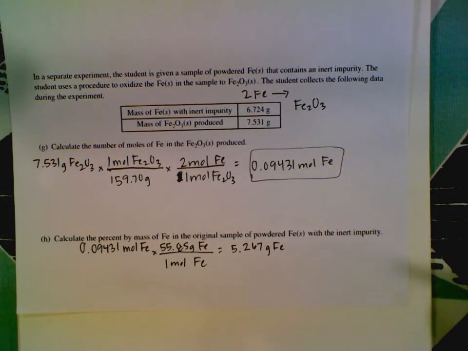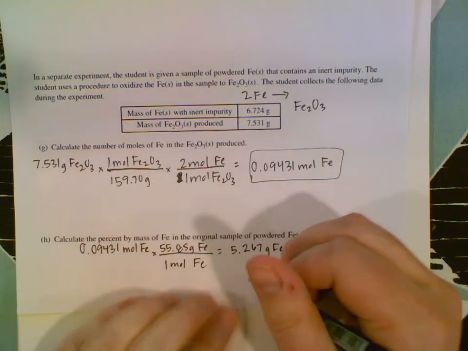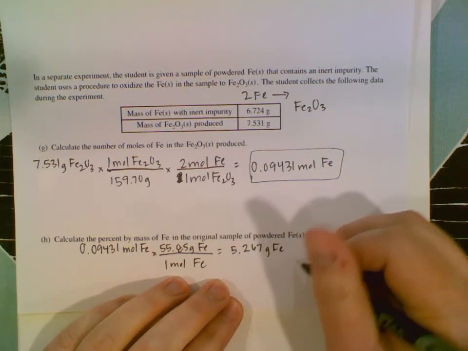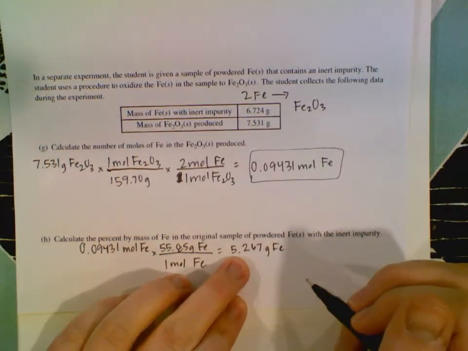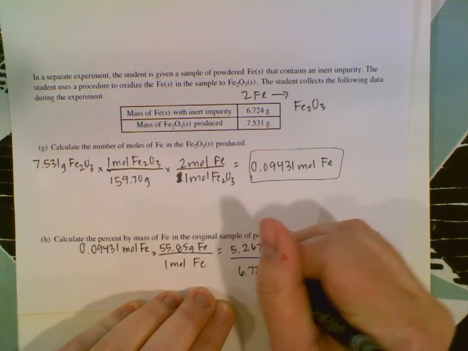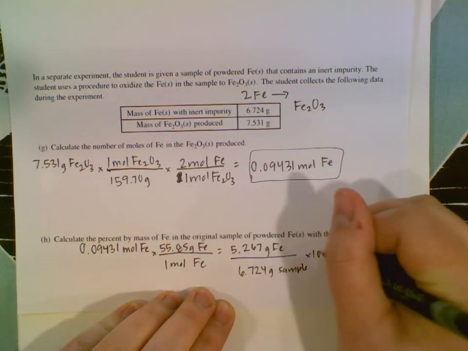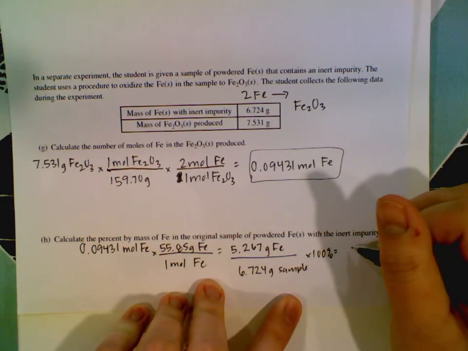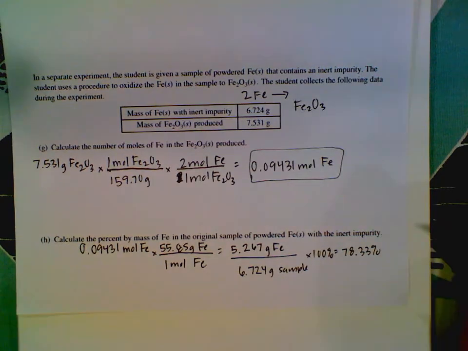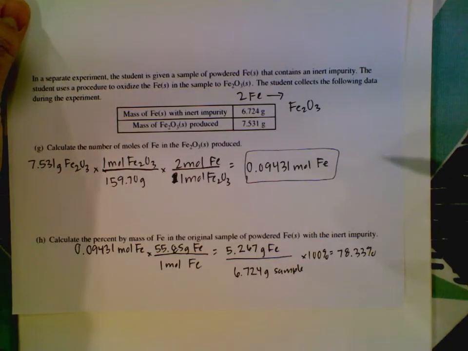Now it's asking me to find the percent by mass in the sample. So my original sample is going to be 6.724 grams. And what I will do is take my 5.267 grams of iron and divide them by the 6.724 grams of my sample, multiply by 100%, and I end up getting 78.33%. Okay? Hopefully that's a little bit more clear as to where that is coming from.